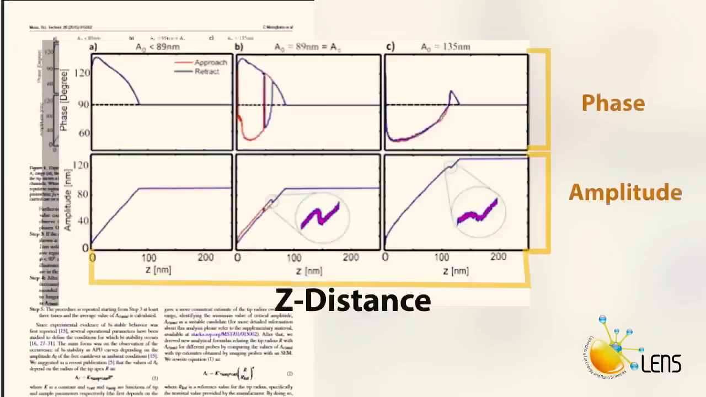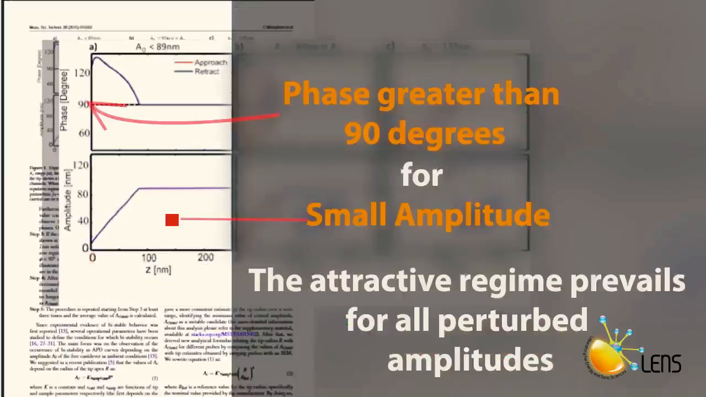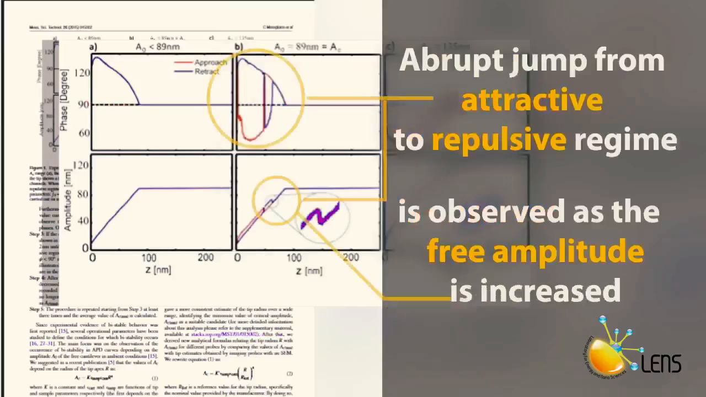In APD curves, the amplitude, phase lag, and deflection are recorded. When the phase of a free oscillating cantilever lies above 90, the average force is in the attractive regime, and when it lies below 90, the average force is in the repulsive regime. For small free amplitudes, the attractive regime prevails for all perturbed amplitudes. As the amplitude is increased, there is a range of free amplitudes for which bistability is observed. This can be seen as an abrupt jump from the attractive to the repulsive regime.